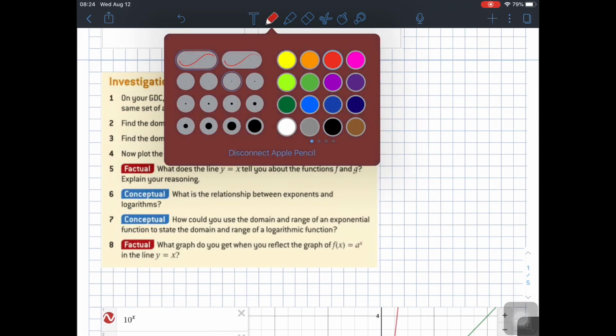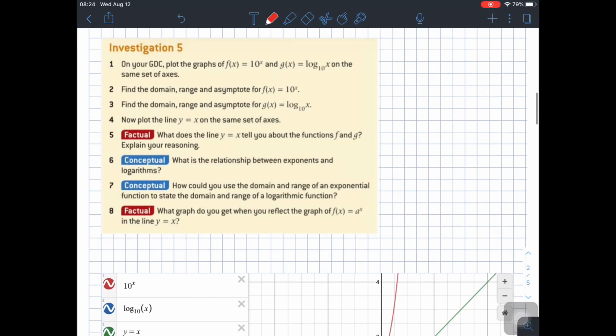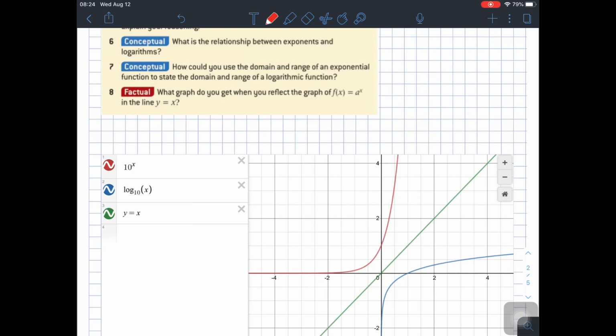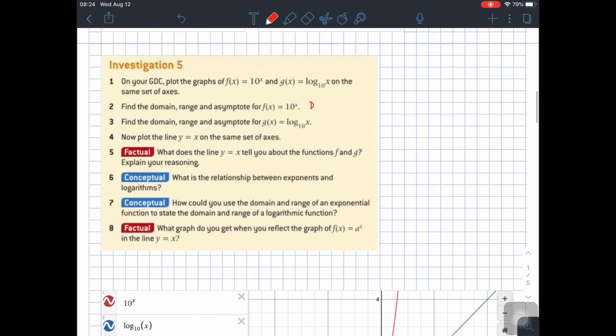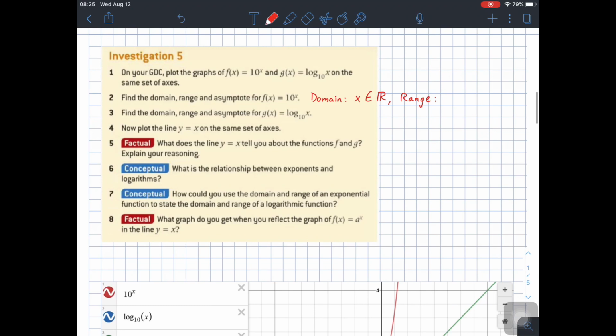Then it says for part B, find the domain, range and asymptote for f of x equals 10 to the power of x. If we look at this graph, which is the red one here, the domain is all real numbers, right? So I'm going to write here, domain x belongs to all real numbers. But the range, in this case, is only positive values, from 0 to infinity. It actually does not touch 0, so y greater than 0 would be the range.